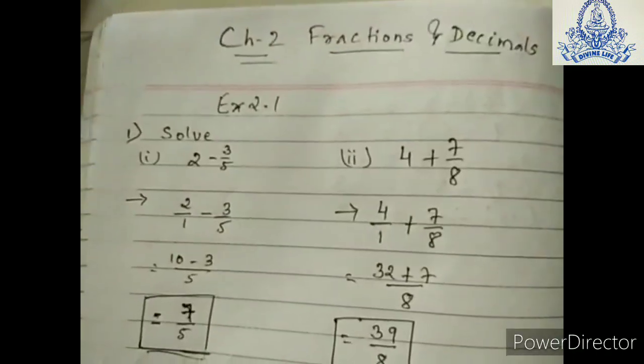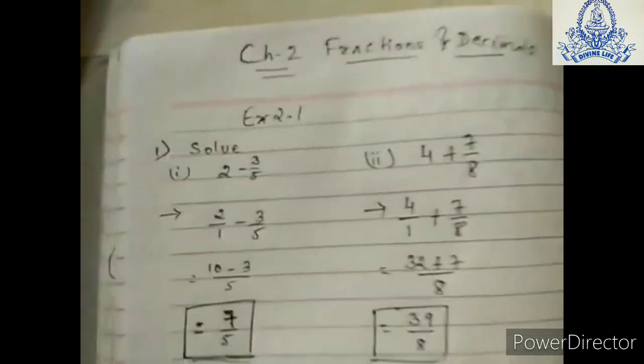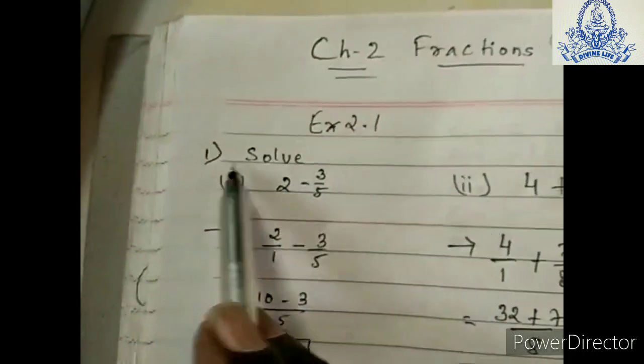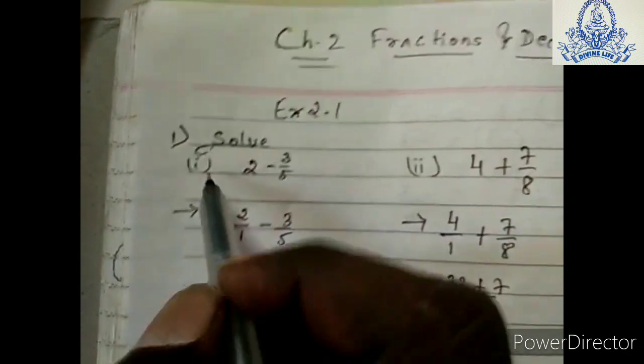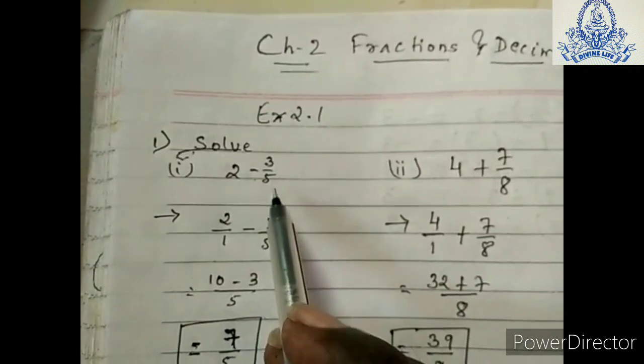Hello student, today we will start exercise 2.1, fraction decimal. First sum is given. Question number 1 is: solve the sums. They have given in the first question 2 minus 3 upon 5.